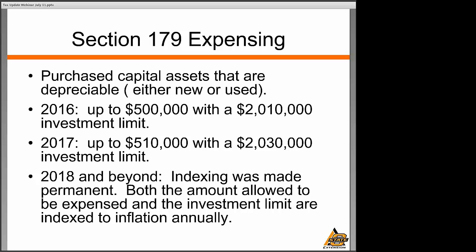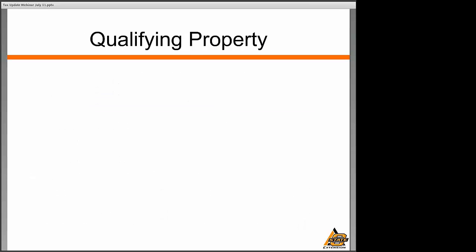2018 and beyond, well, both numbers, the amount that's allowed and the investment limit, are indexed for inflation. The inflation amount has to bump those numbers by a minimum of 10% or $10,000 before it adjusts or changes. Last year we had a major amount of inflation, so we ended up allowing the investment limit to go up $20,000. Normally it wouldn't go up that much, but it did happen. So you'll have to watch these numbers each year. There's a chance that the investment limit will increase, a chance that the amount allowable will increase.